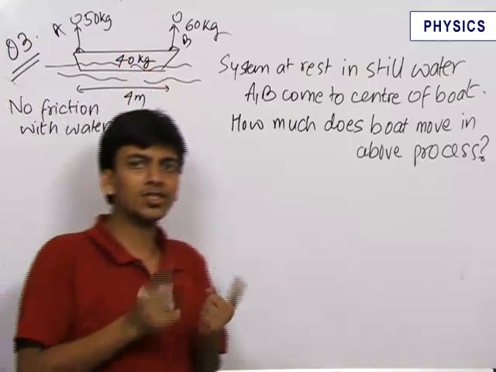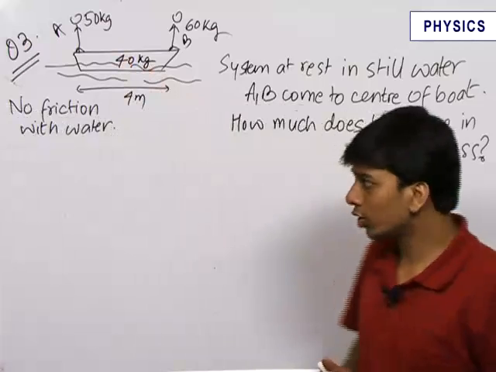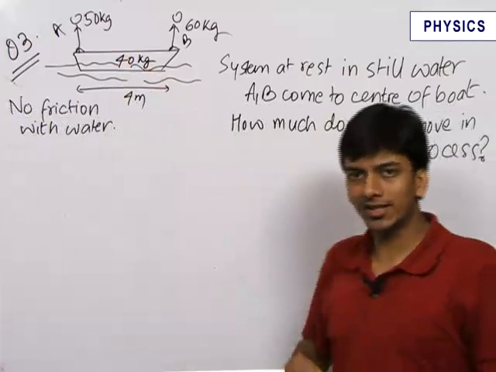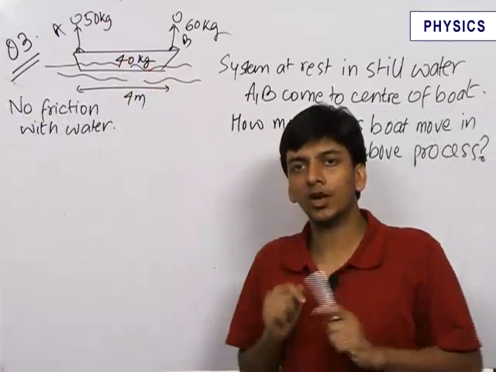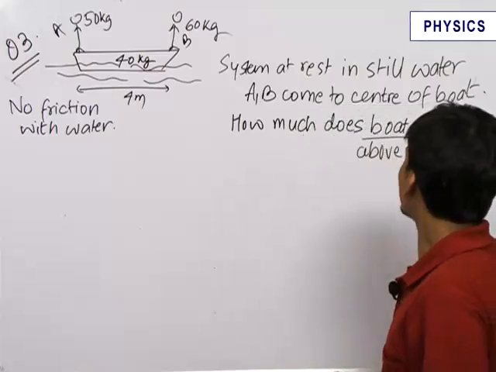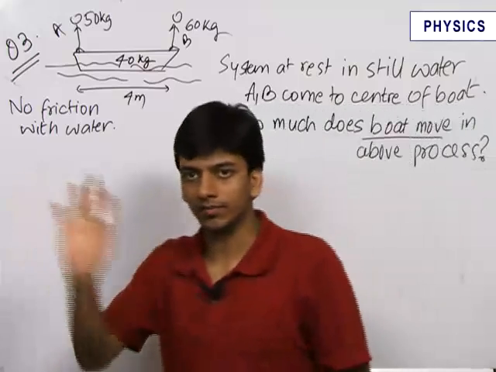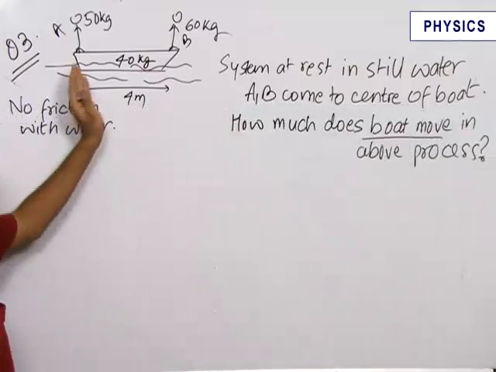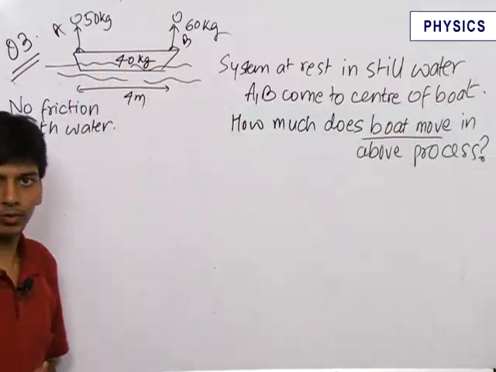Now what happens is that A and B decide to come to the center of the boat and meet. So A and B come to the center of the boat to meet. So the question is, in this process in which A and B come to the center of the boat, how much does the boat move in water relative to the water? How much does the boat move? You have to find out that.